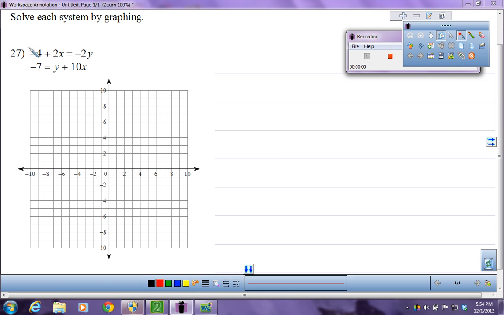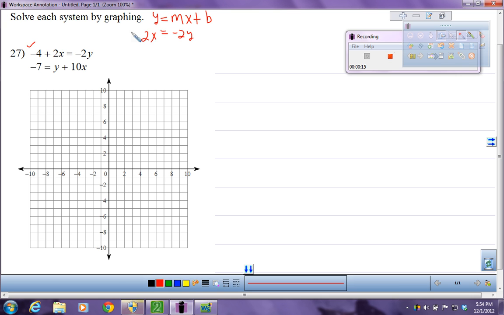Okay, if you notice here, I'm going to do this in red. First one, following the model y equals mx plus b. If you notice here, everything's in the wrong place. So I'm going to make my life easier and just switch everything, but also changing the signs.